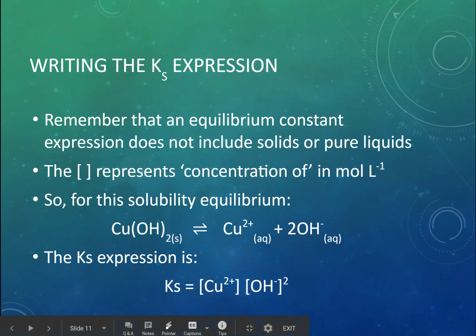Okay, so just to give you some examples of Ks expressions. It's always the concentration of the products raised to the power of the number of each of those products. The square brackets mean concentration of. So if we take copper hydroxide, which is sparingly soluble, so a small amount of it dissolves to form copper ions and hydroxide ions, our Ks expression is simply the concentration of the copper ions multiplied by the concentration of the hydroxide ions squared. Hydroxide ions are squared because there are two of them.